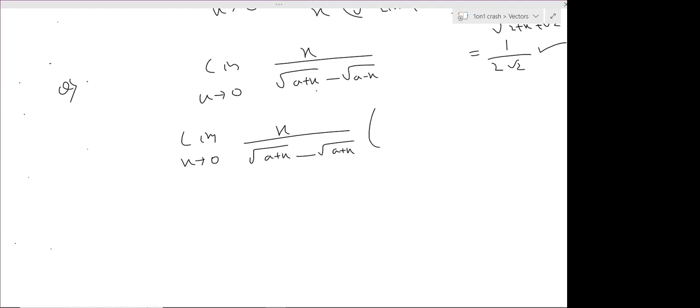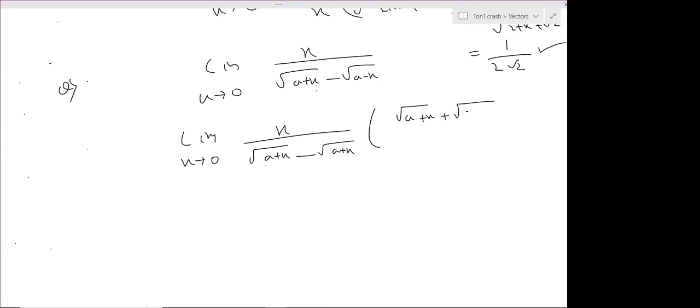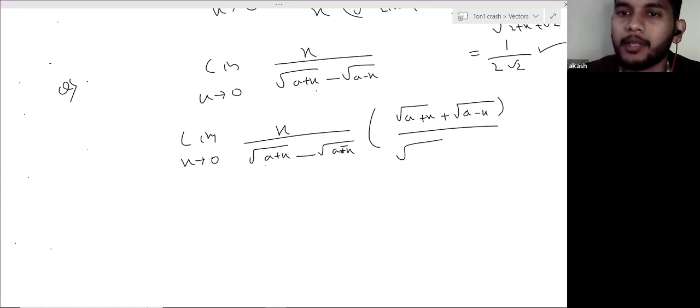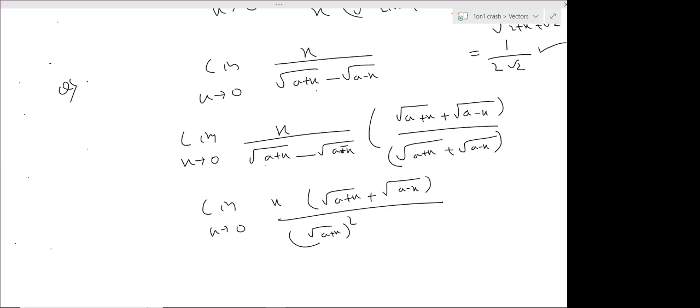Times root a plus x plus root a minus x, right? A plus x plus a minus x. Absolutely. Then correct, divide by the same thing. Absolutely. Now it'll be x times root a plus x plus root a minus x, by root a plus x whole square minus root a minus x also.